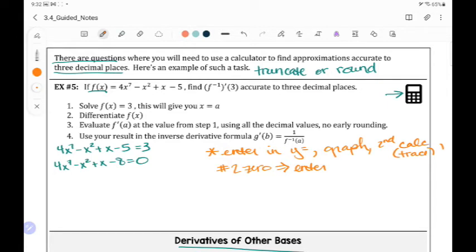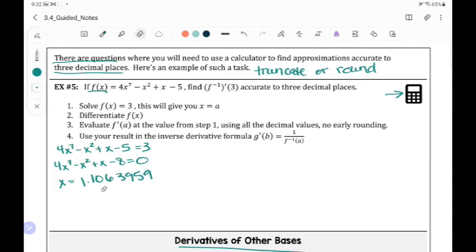And notice what the value is for x. You're going to want to get that information without rounding, because we don't round until the very end. So I've got 1.063959. Hopefully you have something very similar. So we found the value for x. That's right here, x equals a. We can go to the next step, differentiate f of x.